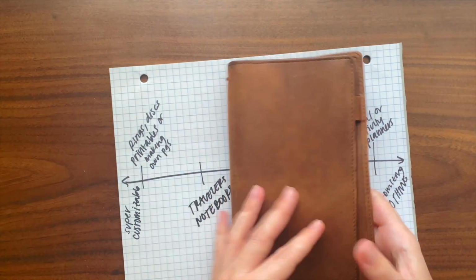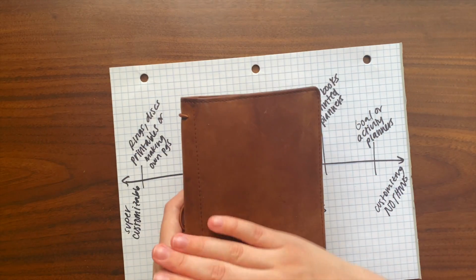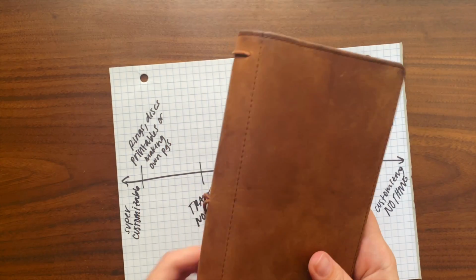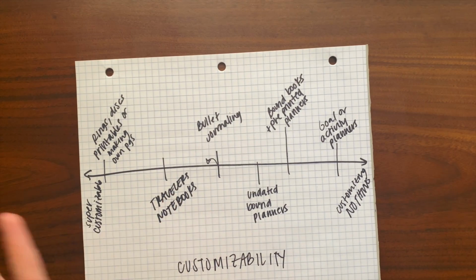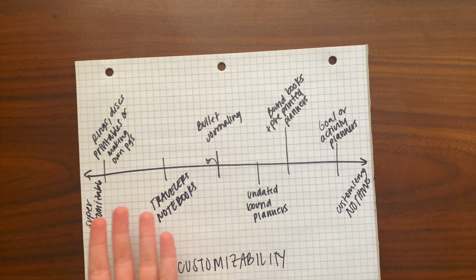So a traveler's notebook allows for a lot of customizability. The covers, you can get whatever cover you want. And then, of course, the notebooks, you can get whatever notebook you want, but it's a little bit less customizable than rings or discs or printables, because you're not actually printing your own pages. You're either getting blank notebooks like you would in bullet journaling, or notebooks with pre-printed layouts in them, like you do from the proper traveler's notebook company itself.